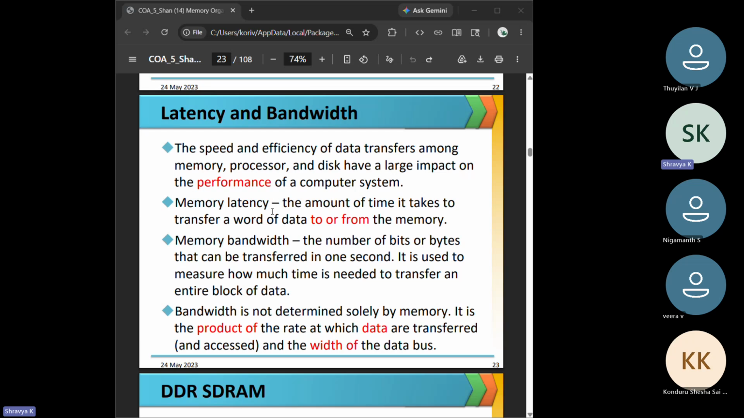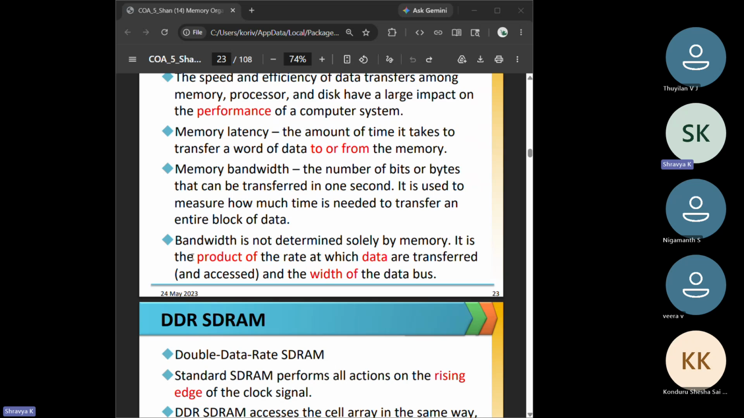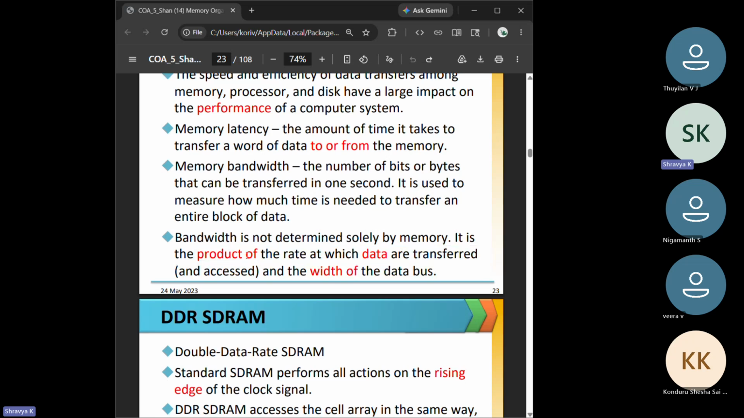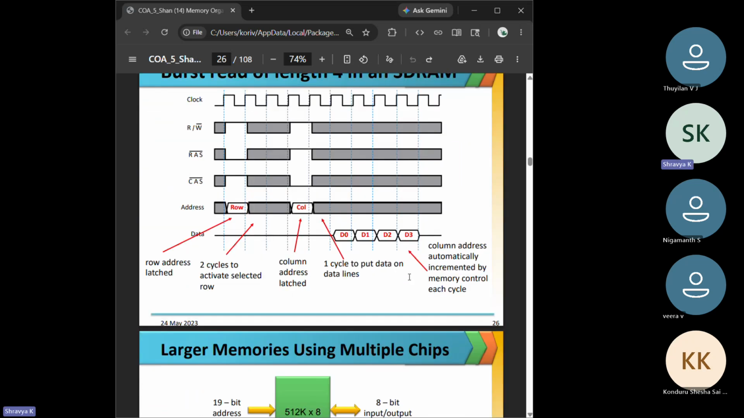So these are related. Latency is the time for one word, and bandwidth is how much data, how many bits or bytes, you are going to be able to transfer within 1 second, right? The bandwidth is not solely determined by the memory, it is also the product of the rate at which the data is transferred and the width of the data bus. So this is probably a formula that you may need to remember: the bandwidth is the product of the data transfer rate and the width of the data bus. So those two things, right? We will not be looking into this further.